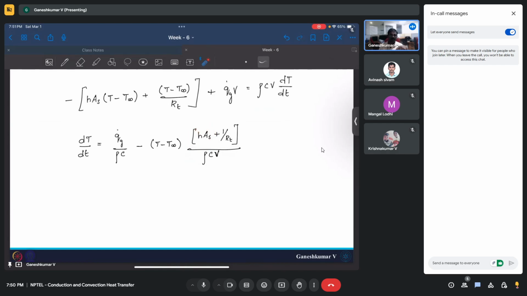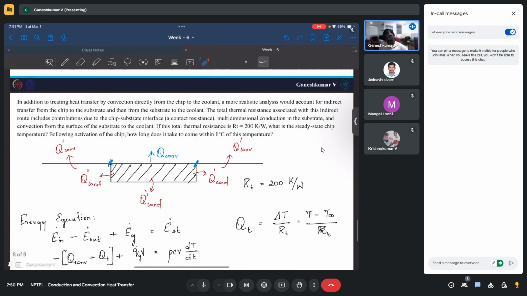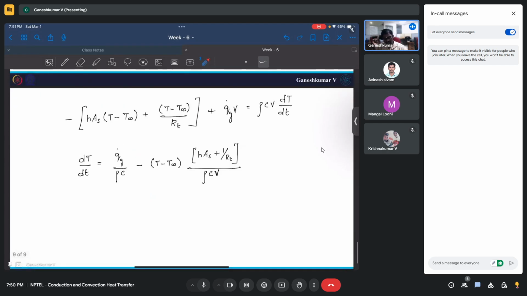So what is HAS? HAS is also 1 by R convection. And if you look at this, it's 1 by R convection plus 1 by RT, which means it's kind of like a parallel connection, right? So from T to T infinity you are going one route is convection, the other route is indirect way of conduction plus convection. So it's a parallel route between T and T infinity. That's why it's a parallel resistance and that is what you see here.